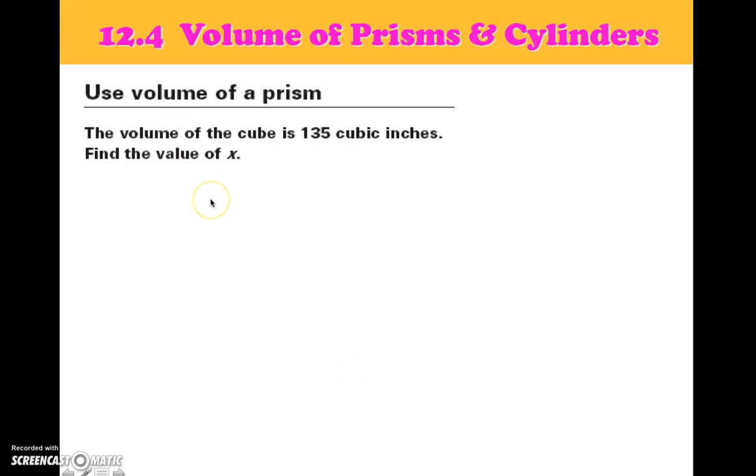All right, let's work backwards. The volume of a cube is 135 cubic inches. Find the value of x. All right, take a moment. I would recommend you maybe draw this out in order to try to solve it. And feel free to pause the video if you'd like.